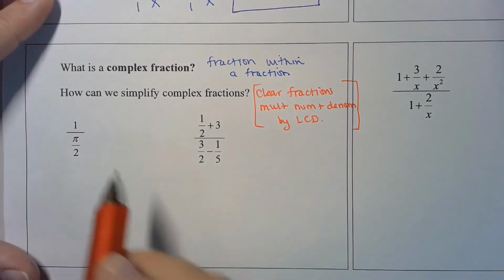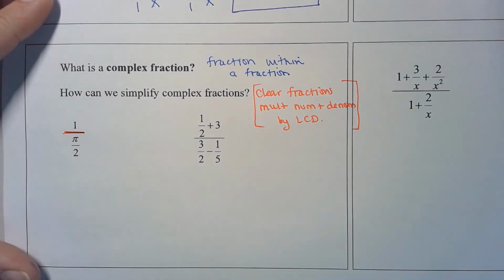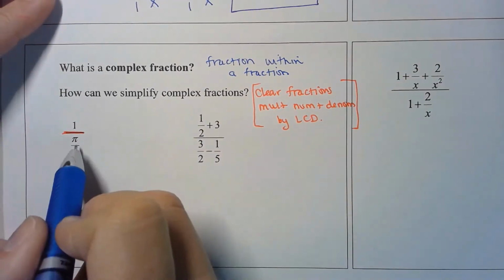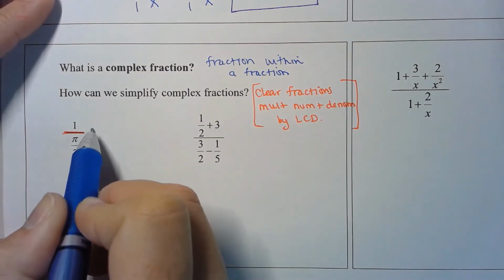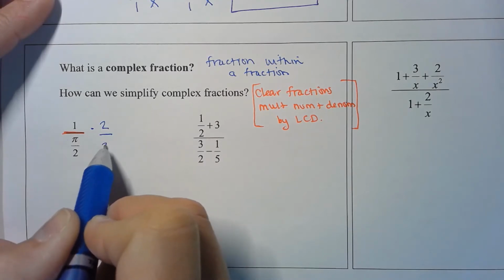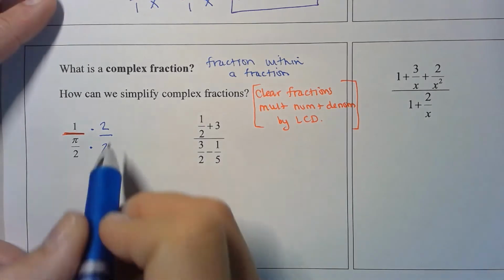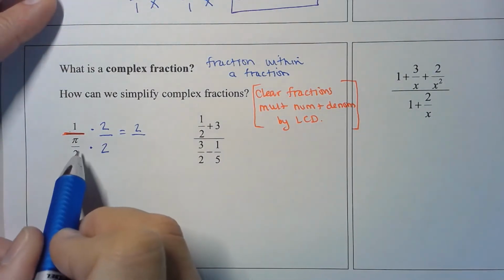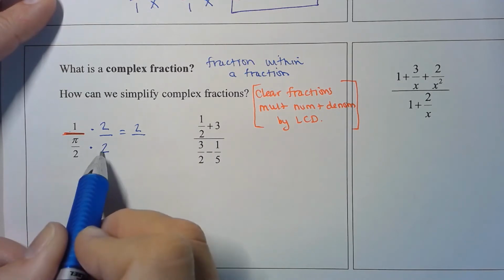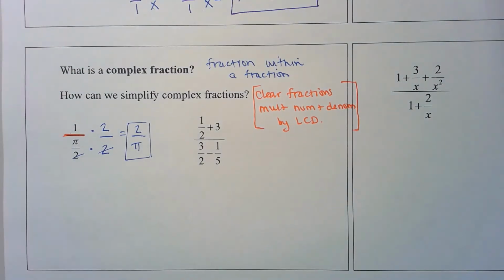All right, so let's look. I'm going to use red here. Let's look at this fraction. Here's my big fraction bar. So I have a 1 on top, and I have a pi halves on the bottom. There's only one fraction within this fraction. It's here. So its denominator is 2. So we're saying let's multiply the top by 2, and let's multiply the bottom by 2. This is not the only way to do it. 1 times 2 is 2. And on the bottom, well, pi divided by 2 times 2 is just pi. So now I have a single fraction.